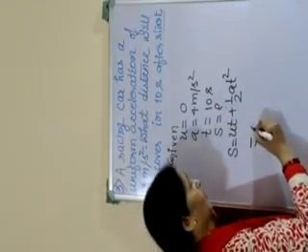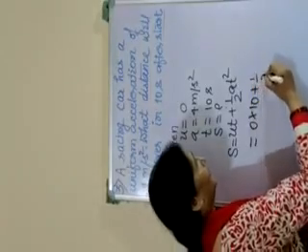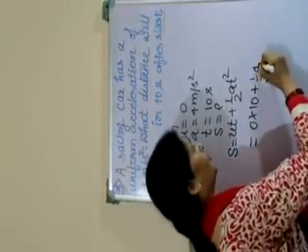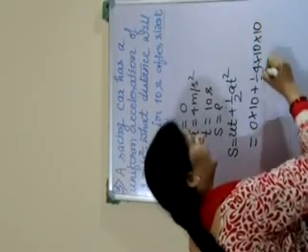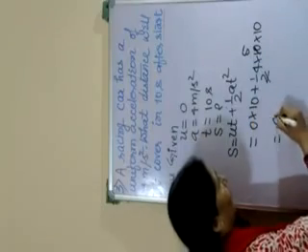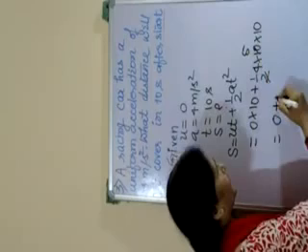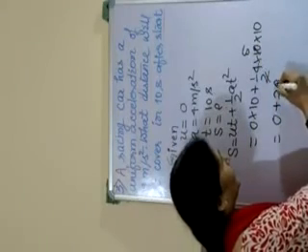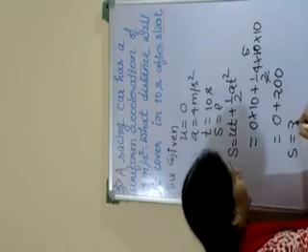0 into 10 plus half into 4 into 10 into 10. Now this is 5. This will come 0 plus 200. Then displacement is 200 meter.